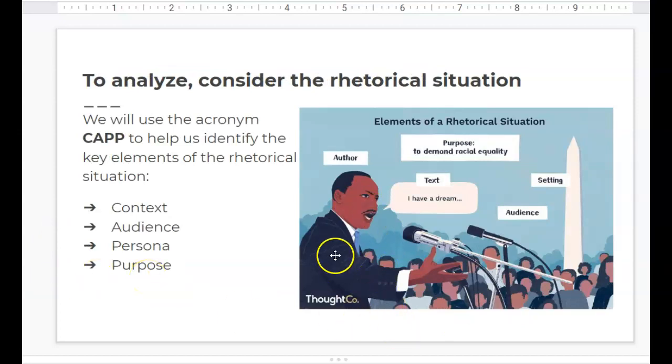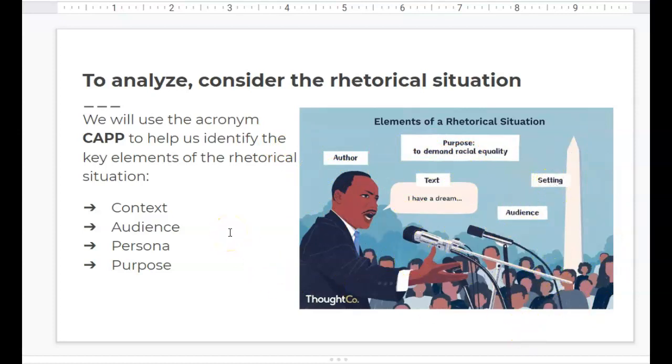You see this picture here of Martin Luther King Jr., and you may know about his famous "I Have a Dream" speech. This situation, his speech, would obviously be like the restaurant. It is the actual text we would be looking at, but then we have to consider all of these other elements: the author, the purpose, the setting, the audience, who is there.